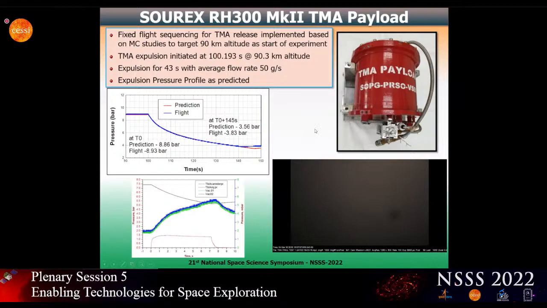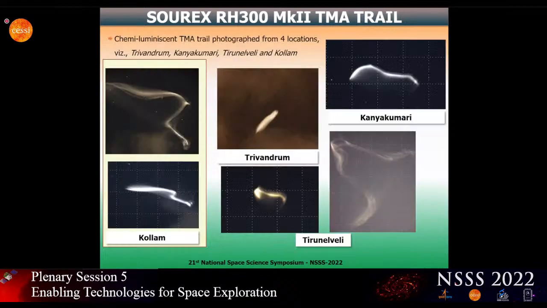And with that confidence, we had a successful flight in which the chemiluminescent trail of the TMA was photographed from 4 distinct locations: Trivandrum, Kanyakumari, Tirunelveli, and Kollam. And with that, they used the triangulation method to estimate the propagation of the trail. And with that, we had a very successful mission.